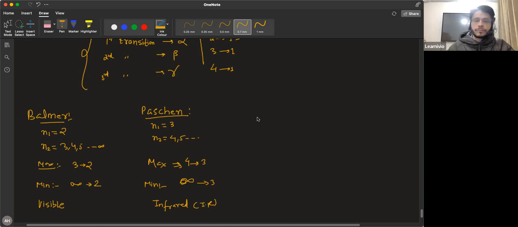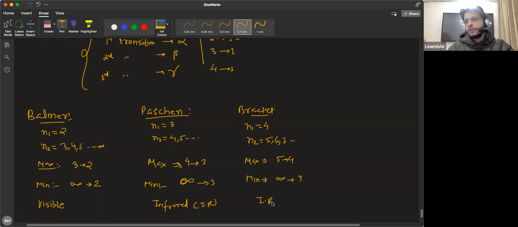Then you have Brackett. In Brackett, N1 is 4 and N2 is 5, 6, 7 and so on. The maximum wavelength corresponds to the transition 5 to 4. The minimum wavelength corresponds to the transition infinity to 4. This also lies in the infrared region.